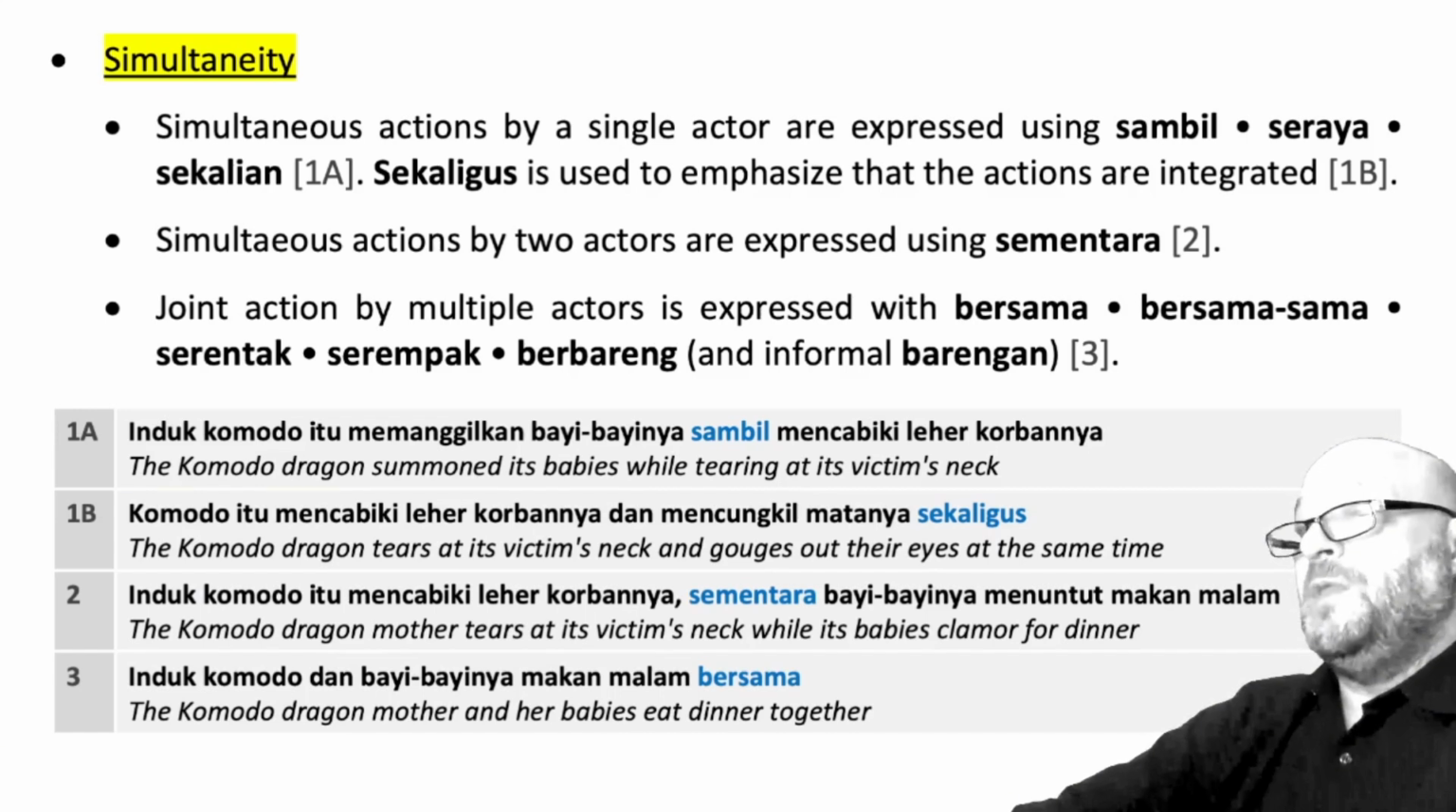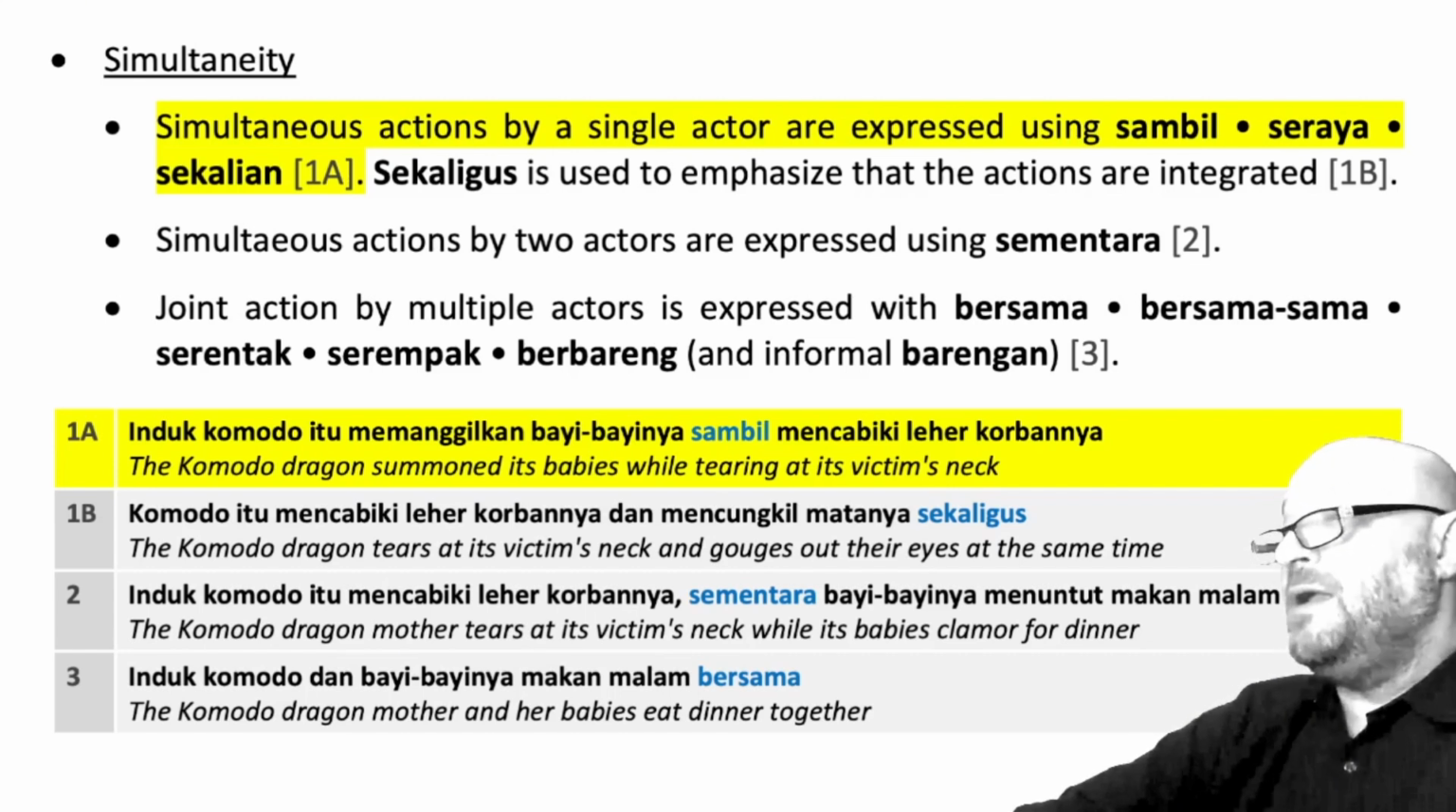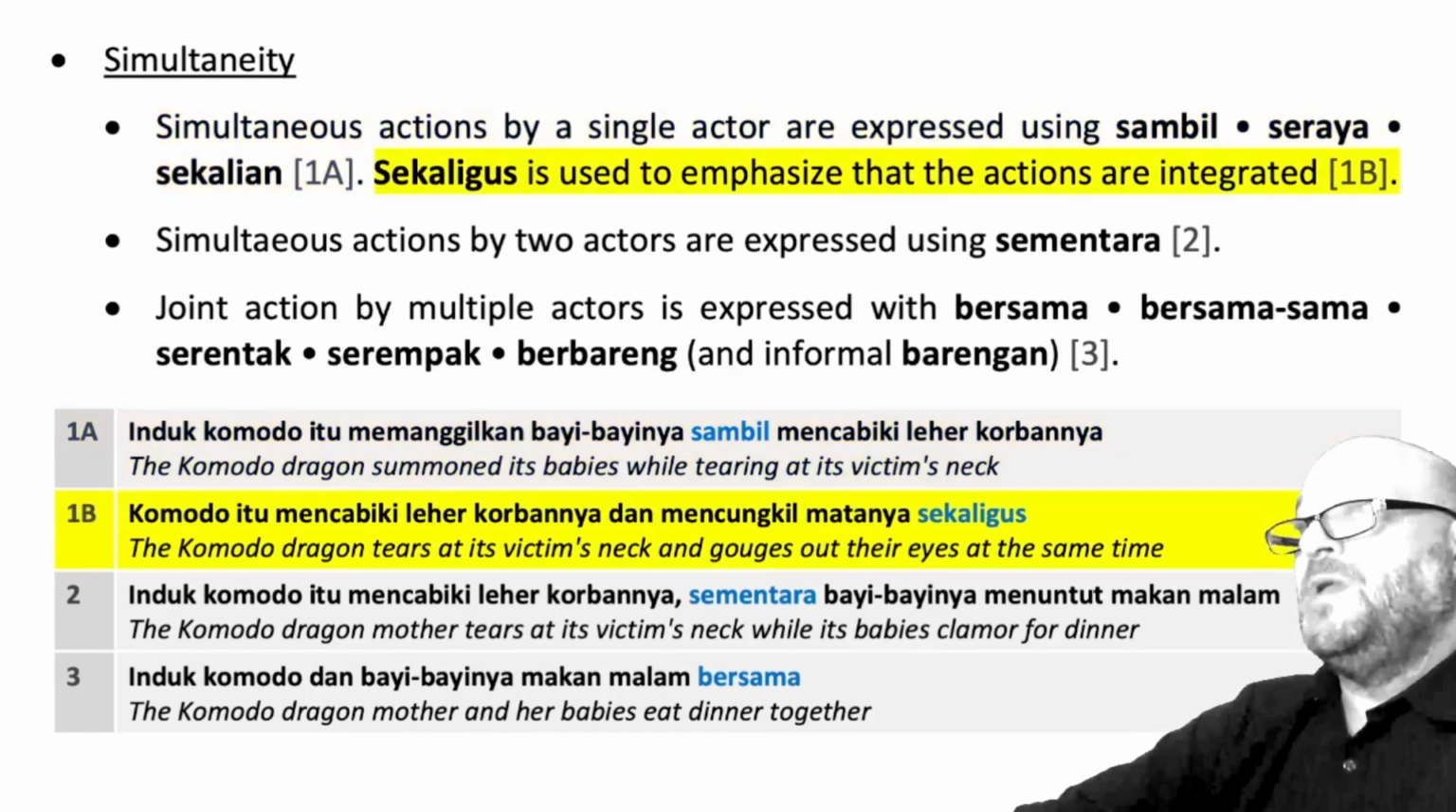Simultaneity. Simultaneous actions by a single actor are expressed using sambil, seraya, sekalian. Example 1a, Induk Komodo itu memanggilkan bayi-bayinya sambil mencabiki leher korbannya. The Komodo dragon summoned its babies while tearing at its victim's neck.